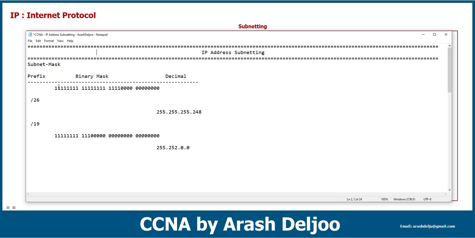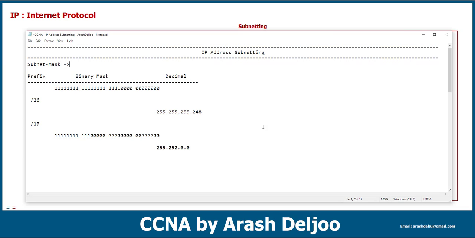In this example, we have a table. I am going to talk about this table. This table is about the subnet mask. This is a practice. This is an example. What is the prefix? What is the binary mask? What is the decimal? Okay, let me first talk about the subnet mask. After that, I will give you some explanation about the different types of presentation of the subnet mask.